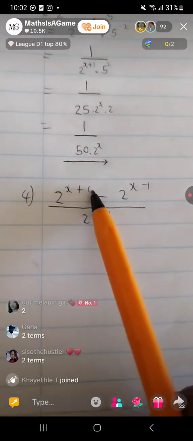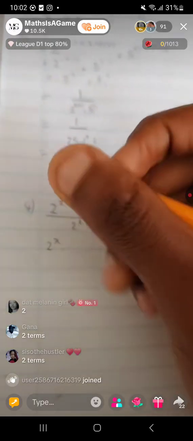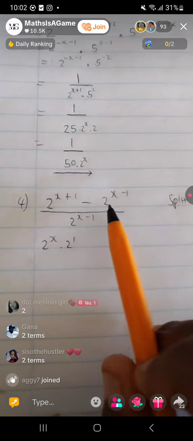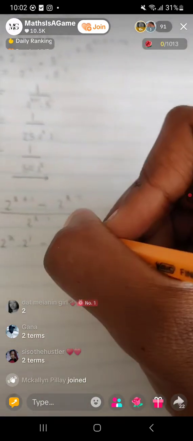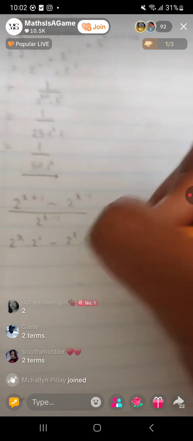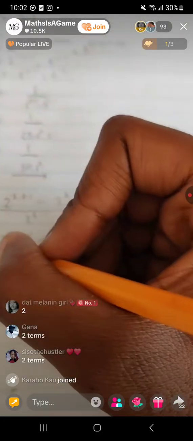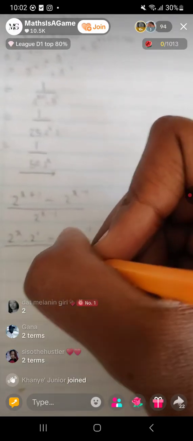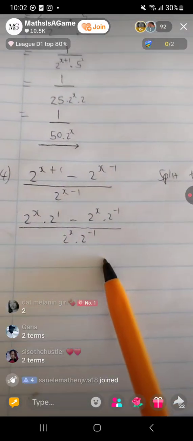So you have 2 to the power x plus 1 here. This becomes 2 to the power x times 2 to the power 1. That's for your first term. Your second term, you have 2 to the power x minus 1, so you write it as 2 to the power x times 2 to the power negative 1. And then in the denominator, you have 2 to the power x minus 1. You can write it as 2 to the power x times 2 to the power negative 1.